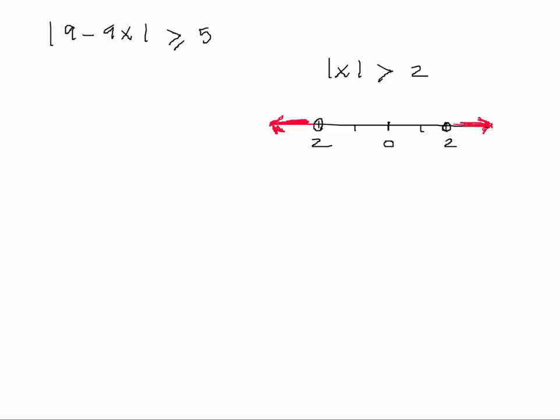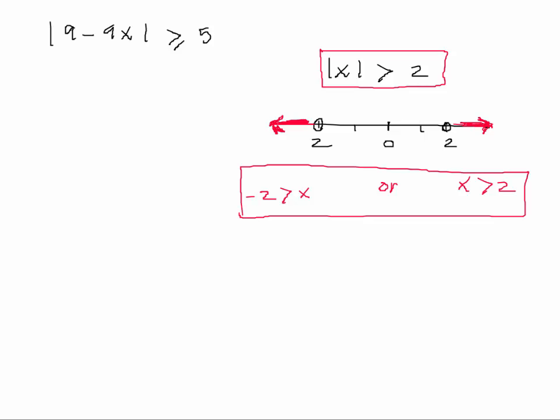So mathematically this means all the numbers that are greater than 2 or all the numbers that are less than minus 2. So you see, this condition relates to this condition. Do we follow that?